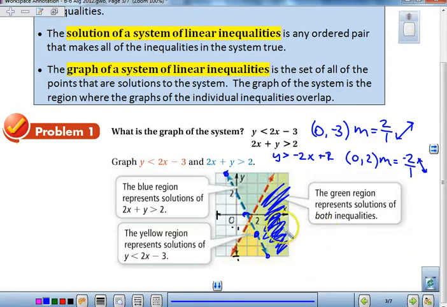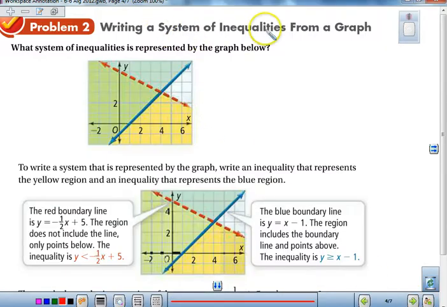And again, remember we talked about picking checkpoints. In this case, (0, 0) would make it false. If we want to look for something that's going to easily make that true, we might want to pick a point like right here, which is located over at (3, 0). And it has to make both situations true. So if we replace x with 3, 2 times 3 is 6, 6 minus 3 is 3, is that greater than 0? Yes. And if we put in 2 times 3 is 6, 6 plus 0 is still 6, is that greater than 2? And it makes it true. So it has to work in both cases. What if you're asked to write an equation in an inequality system given a graph?